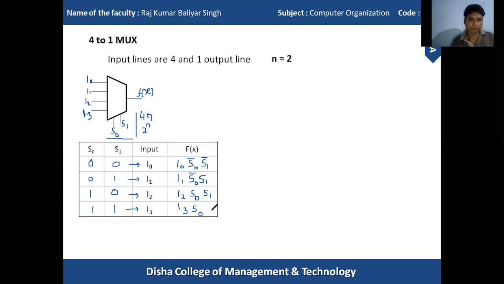Again I would like to repeat here: these are the parts of f of x, and the parts of f of x can be derived from the combination of select lines as well as input lines. Don't get confused. We have four functions, and we have to combine all the functions so that we make a single one, which fulfills the single output line. So my final f of x will be the addition of all of these.